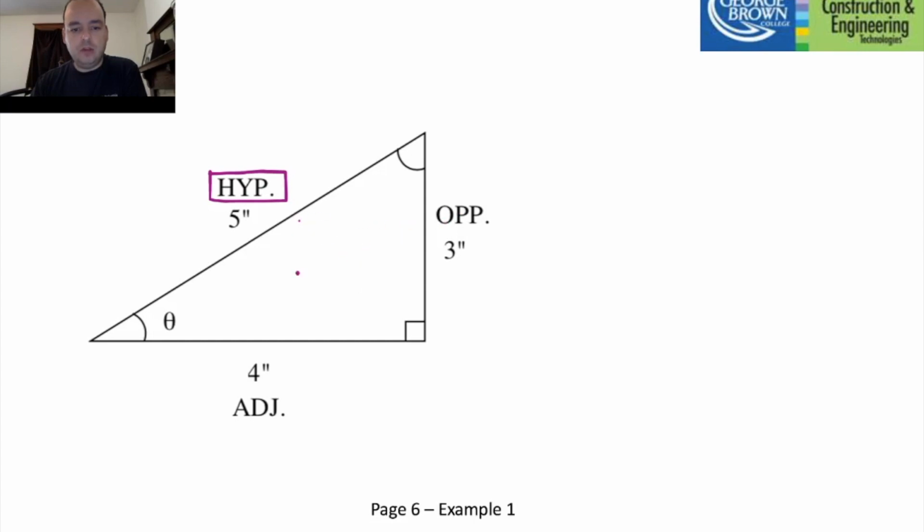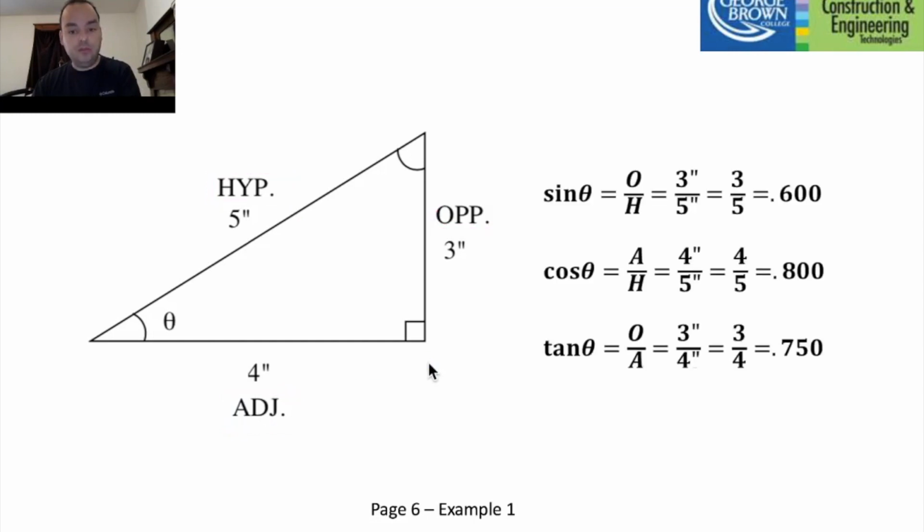And here is the opposite angle, opposite side I should say. Finally, we have the adjacent down here. So if we want to find the sine, cosine, and tangent ratios of these for this angle theta, well, there you go. The sine is defined as the opposite over the hypotenuse.